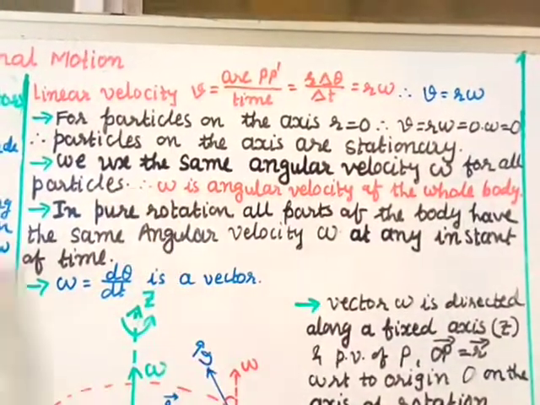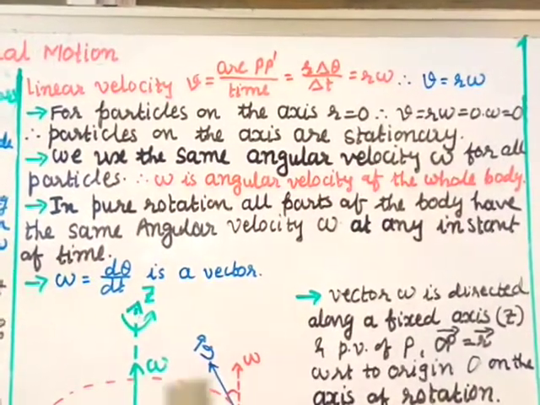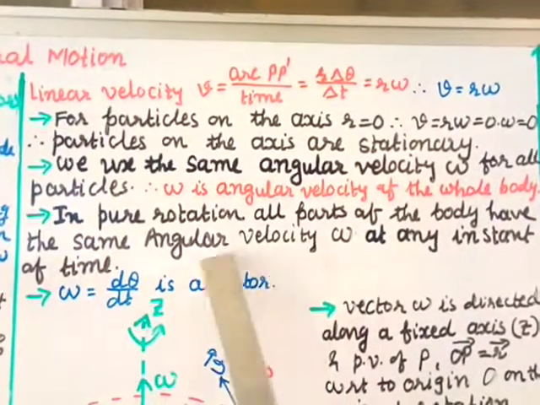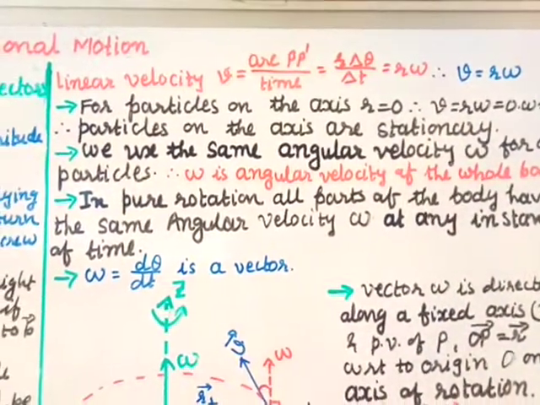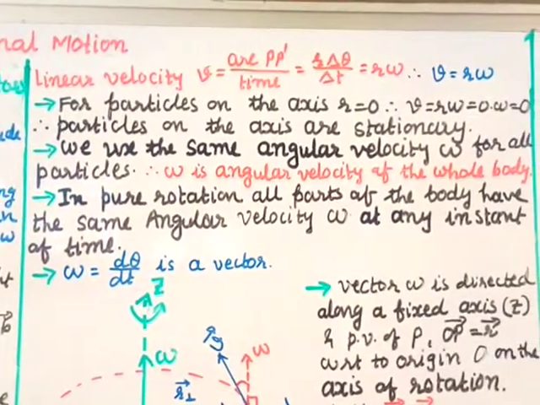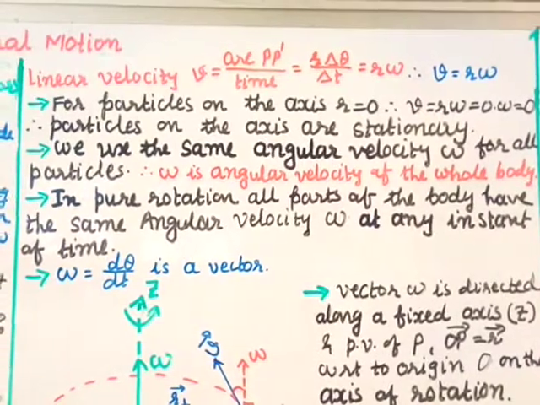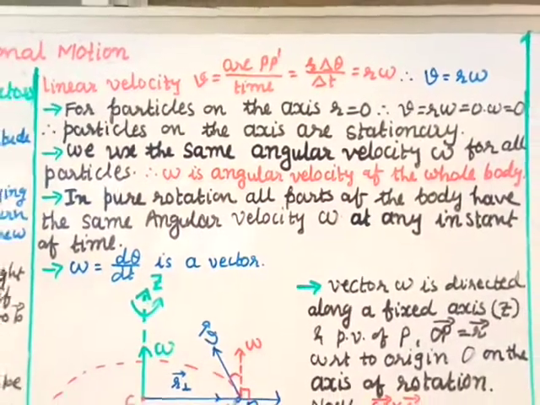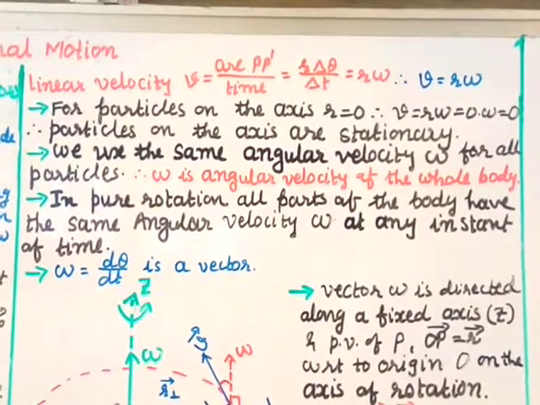Omega is the Greek letter we use for the angular velocity. In pure rotation, all parts of the body have the same angular velocity omega at any instant of time, and in a pure rotation of a body, all the particles will have the same angular velocity. We know that if it is a pure translation motion, then their linear velocity is the same.